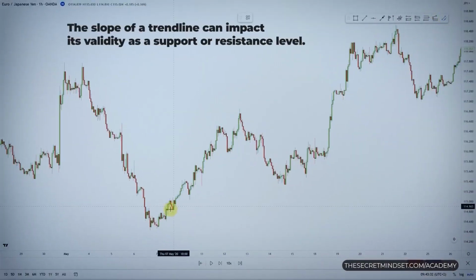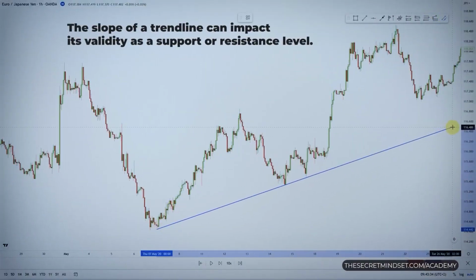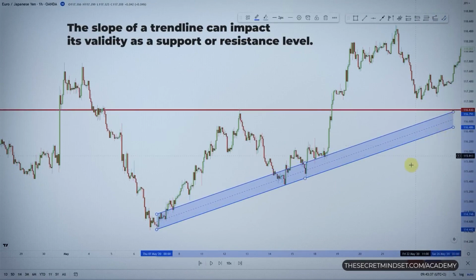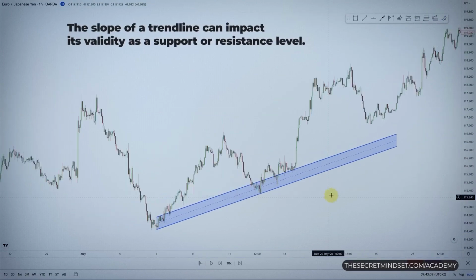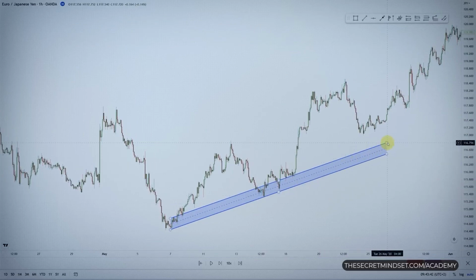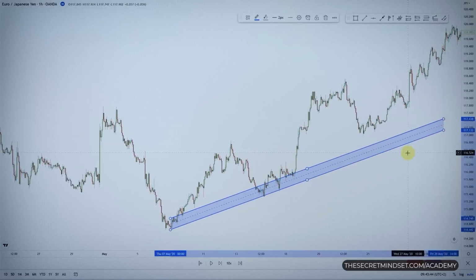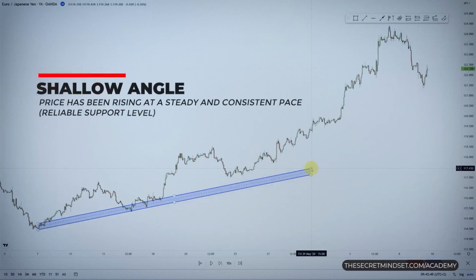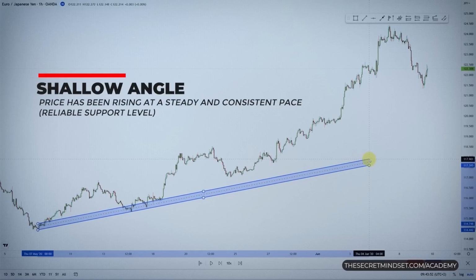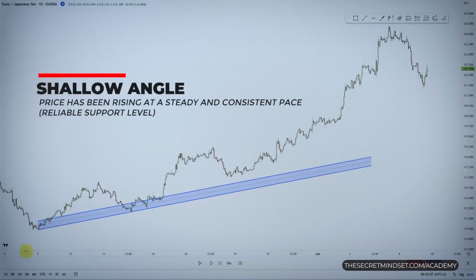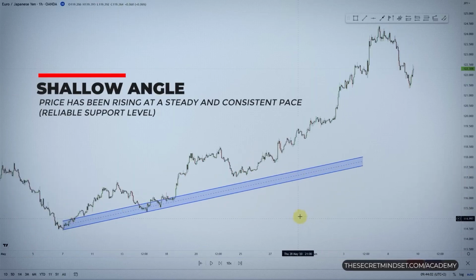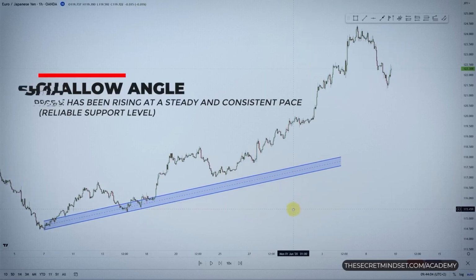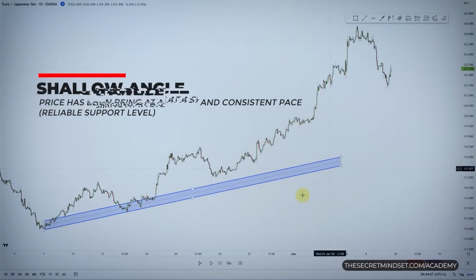The slope of a trend line can impact its validity as a support or resistance level. Let's say we have a chart with price that has been steadily increasing over time. As the price rises, you can draw a trend line connecting the lows. This trend line will have a relatively shallow angle, indicating that the price has been rising at a steady and consistent pace. This trend line can be considered a reliable support level, and it's likely that the price will continue to find support around this level.